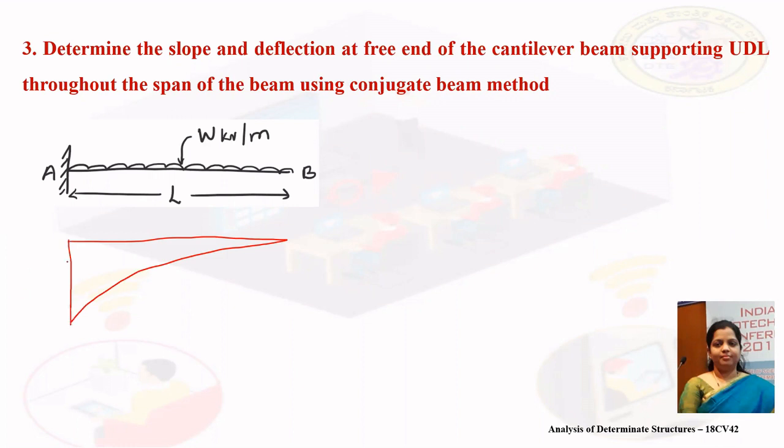This is the bending moment diagram. The value is WL square by 2. This is sagging, so it will be negative.